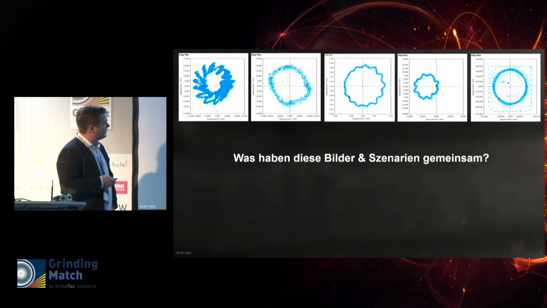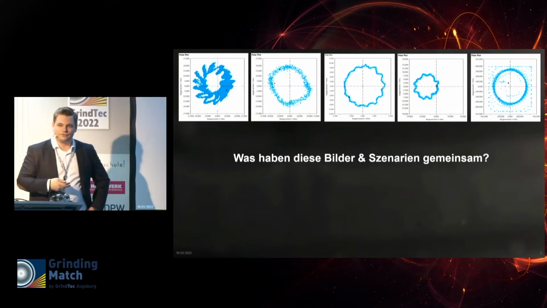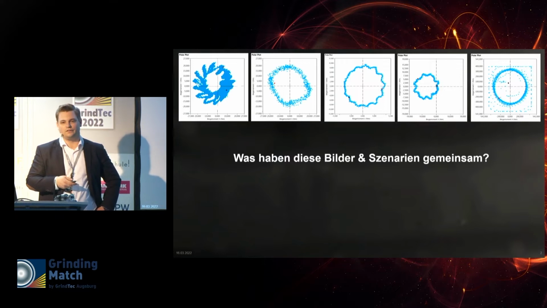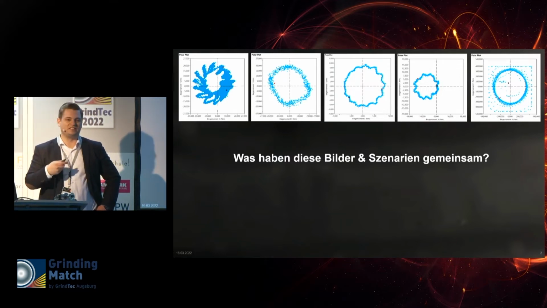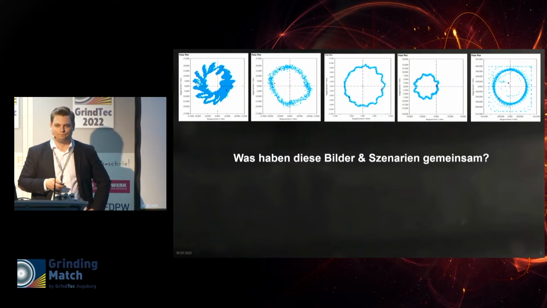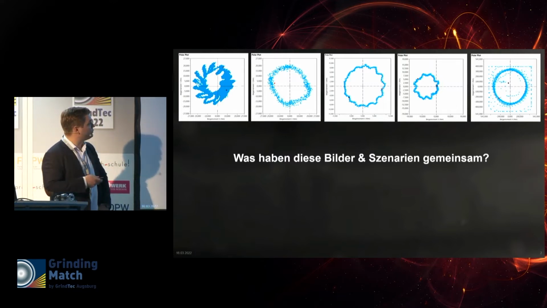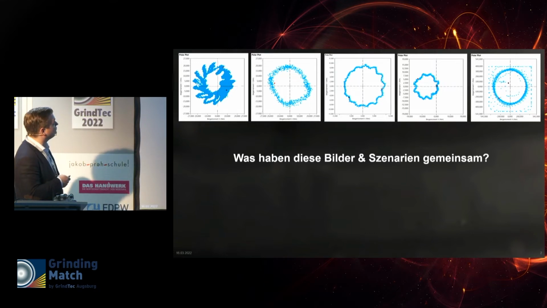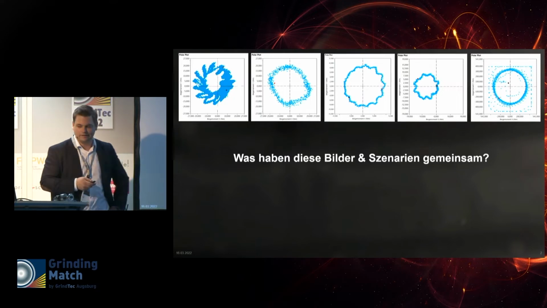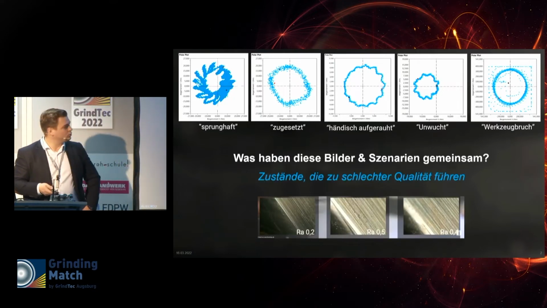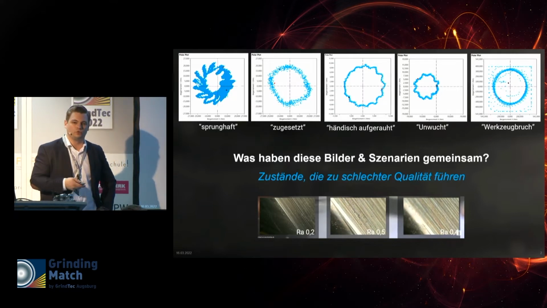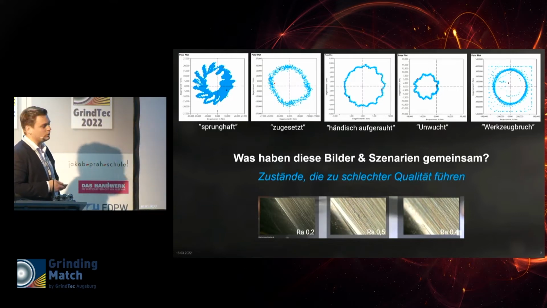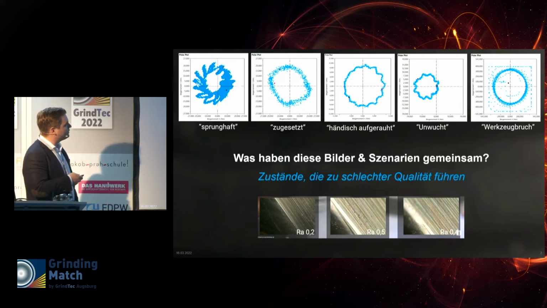That's the starting situation. I would like to begin by asking the audience about the pictures which you can see in the background and the scenario: what do they have in common? Just think about it. This looks like a force diagram, circles of different shapes. So these are conditions most probably leading to bad surface grade or surface quality.